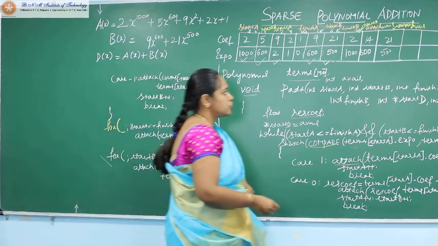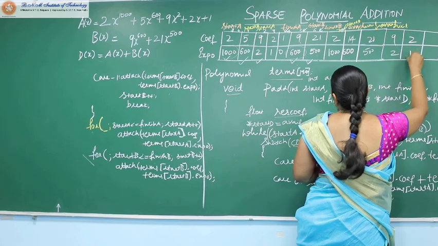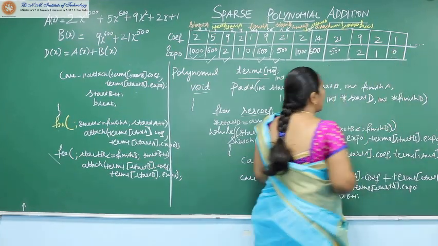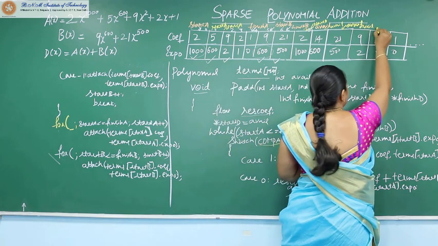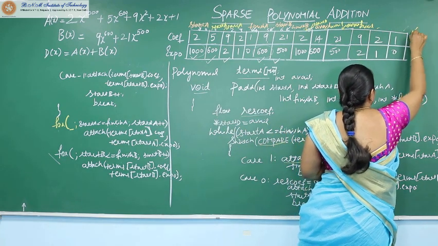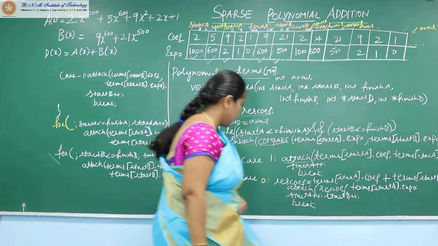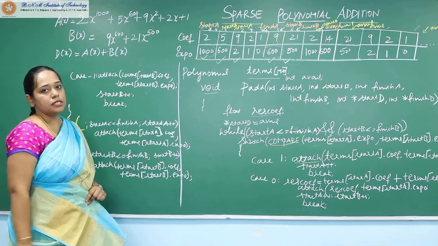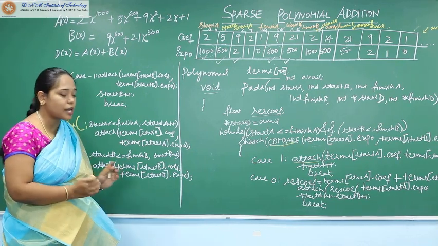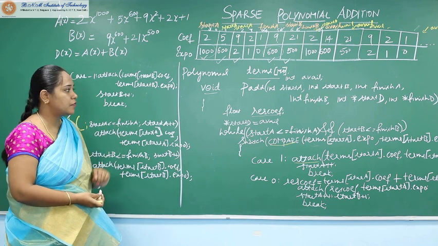So which really means 9x power 2, 2x power 1 and 1x power 0 have been attached to the same resulting polynomial, and every time avail has been incremented, and currently avail is at the next available position in the array. So that's what it really means. Now at the end of this, what was our expectation? We had to finally tell where is start D and where is finish D.